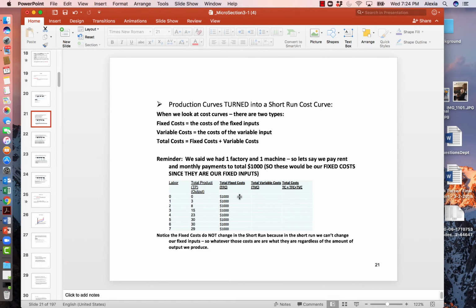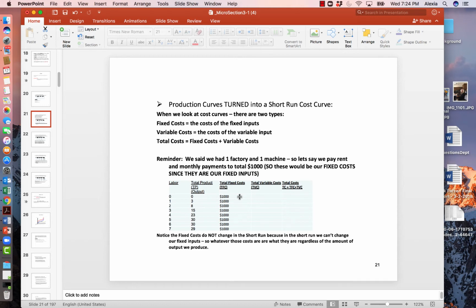So with the product curves, remember, we always assume we have at least one input fixed. And then given those fixed inputs, if we add variable input, it looks at how much output changes. So this would be like if we hired one worker with the one factory and one machine, we get 3 units of output. If we hired 2 people, we would get 8 units of output.